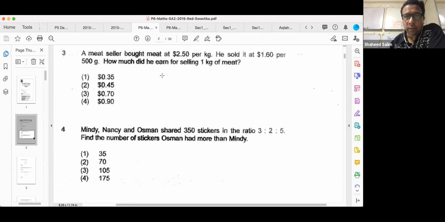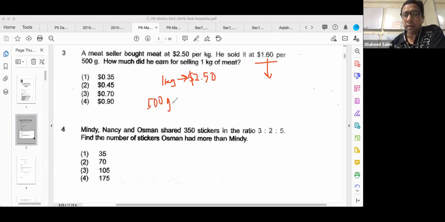Let's see. 1 kg he buys for how much? He buys for, they put on here, $2.50. Means this is what he buys the meat for. So how much did he sell it for? He sells it for half kg, 160. Half, so 1 kg is half times 2 lah. 500 grams is 160. So this is for half only. 500 grams is half kg.